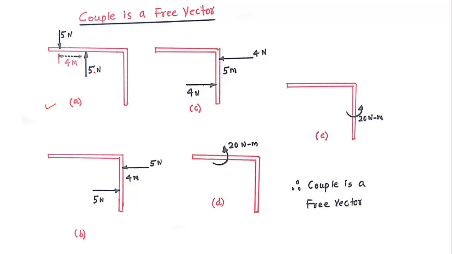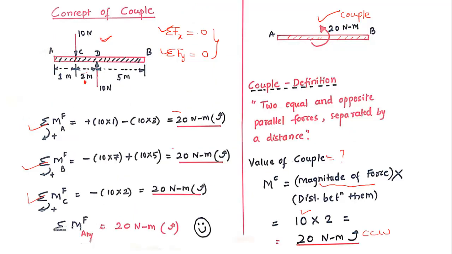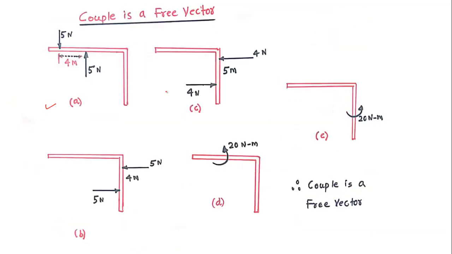5 Newton force, again 5 Newton of force. Of course, it's a couple. Now it is a couple, separated by distance 4 meter. Now I can show it like this. So how much is the value of couple? 5 into 4, right? This is how we have calculated the value of couple. 5 into 4, that is 20 Newton meter.